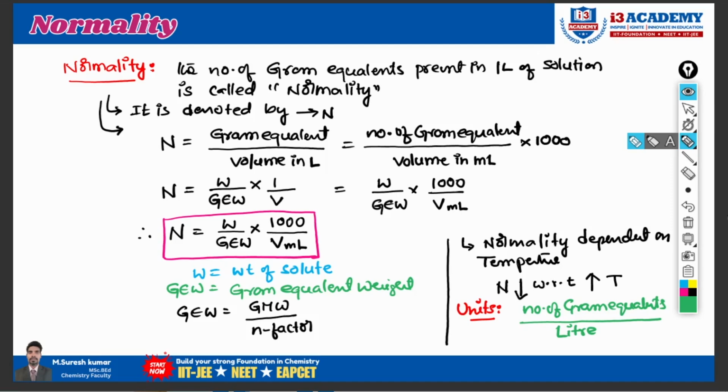Next, coming to the units of normality. Normality is measured in number of gram equivalents per liter. These are the units of normality.